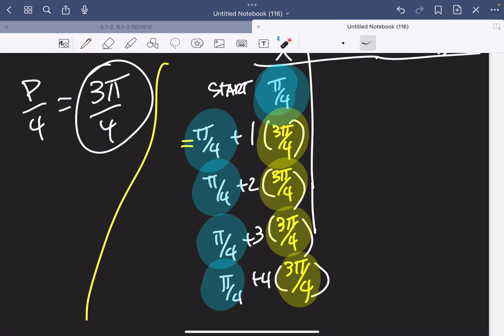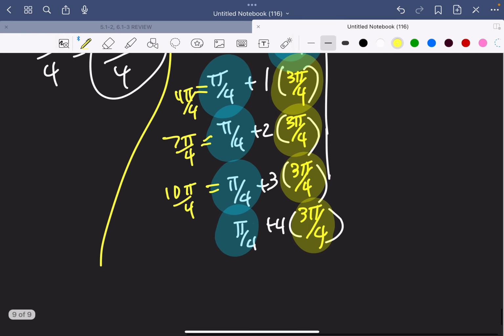We get 3 pi over 4 plus pi over 4 is 4 pi over 4. We get 2 times 3 is 6 pi over 4 plus pi over 4 is going to be 7 pi over 4. We get 3 times 3 is 9 pi over 4, plus pi over 4 is 10 pi over 4. And then, if I take 4 times 3 is 12 pi over 4, plus pi over 4, gives me 13 pi over 4. And there's our steps.